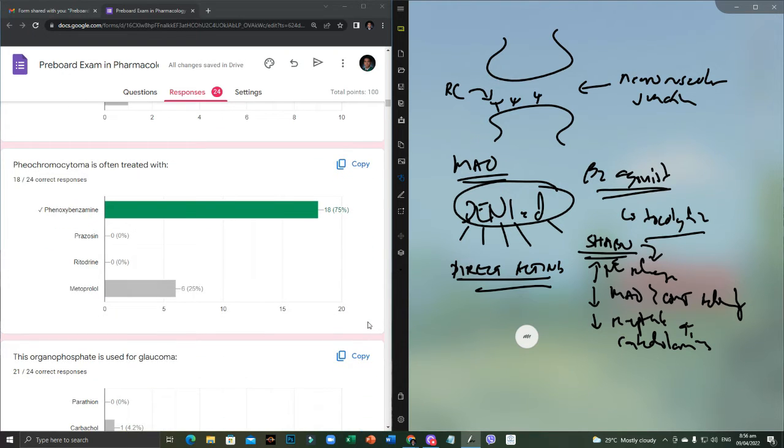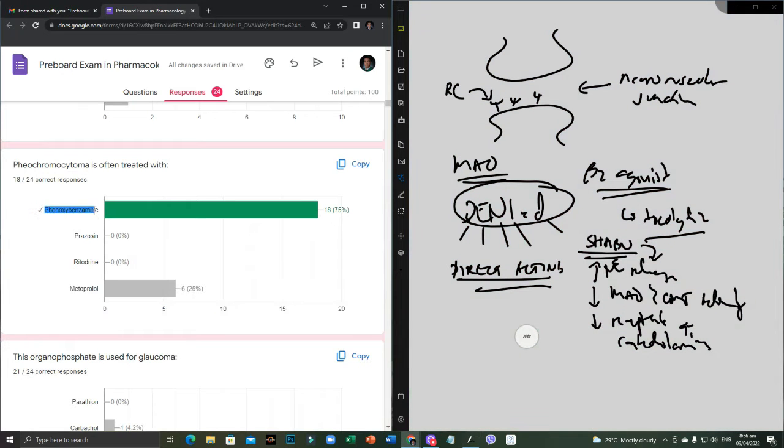Right, next one. Pheochromocytoma is often treated with, well, there are two options, class. You can either use phenoxybenzamine or phentolamine. Now, phenoxybenzamine, class, which is the correct answer for this one, is usually used prior to surgery. So kumbaga, if you want to have the tumor in your adrenal glands removed, then we usually use phenoxybenzamine, class, as a medication prior to surgery.